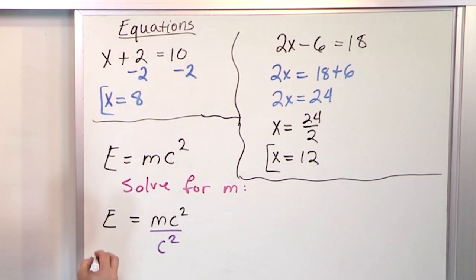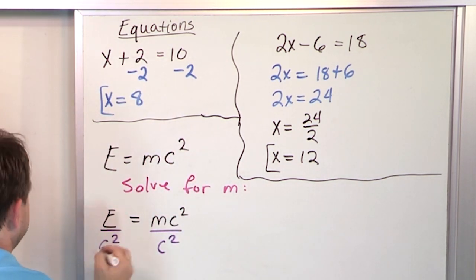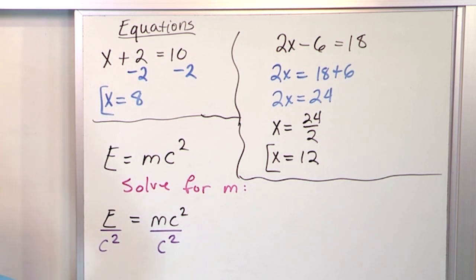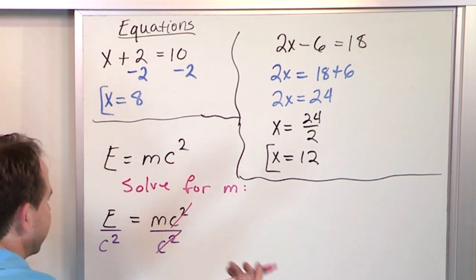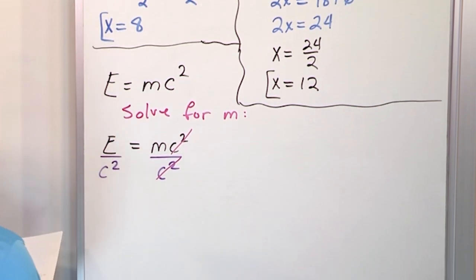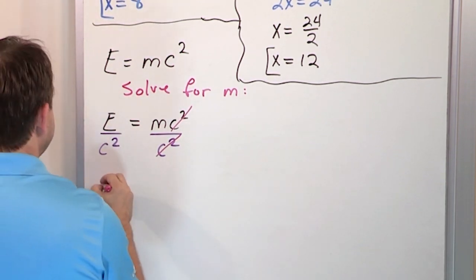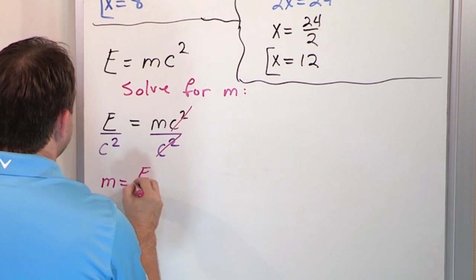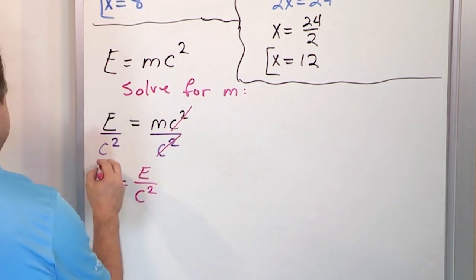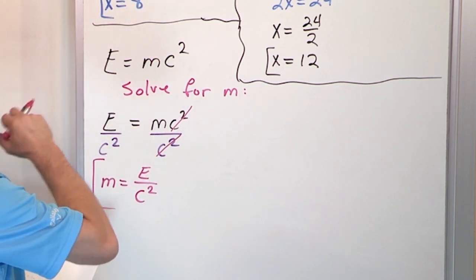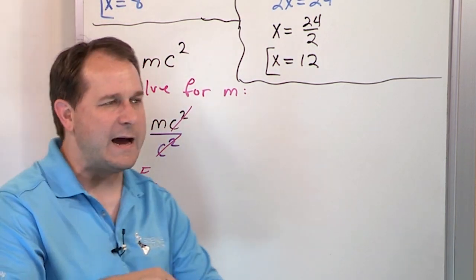So I'm going to divide by that, but when I do it to the right, I have to do it to the left. And so, of course, that's going to cancel, so it's going to drop away. M is going to be by himself. So when I rewrite it, it'll be m is equal to E over c squared. And that's the answer.